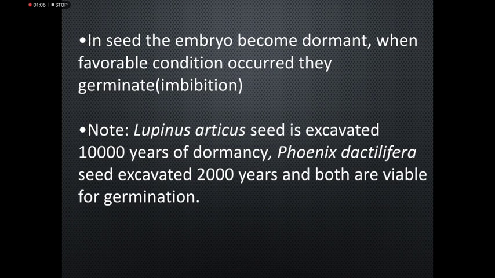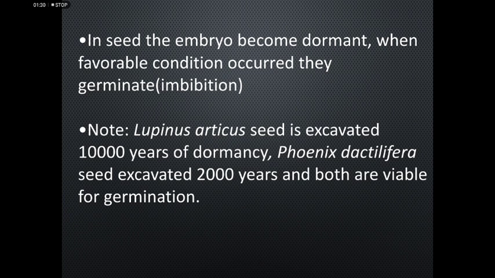Then Lupinus articus. Lupinus articus is a plant seed. It is excavated after 10,000 years of dormancy. And Phoenix dactylifera is a seed excavated after 2000 years, and both are viable for germination.